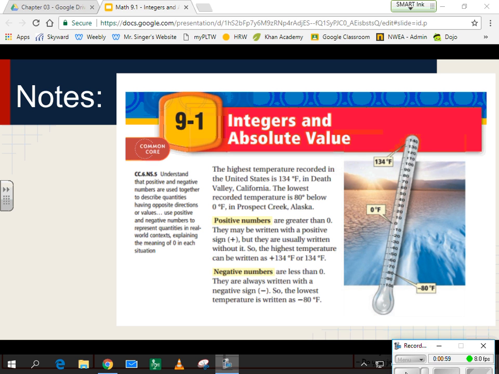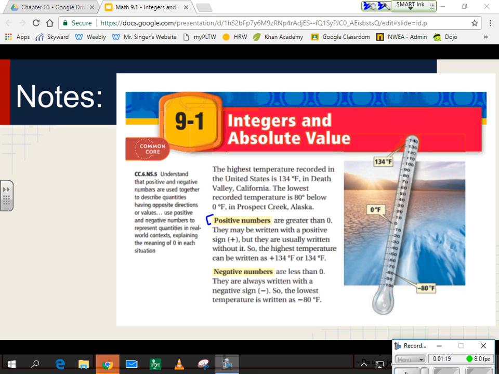It says the highest temperature recorded in the U.S. was 134 degrees Fahrenheit in Death Valley, California. Lowest temperature recorded was 80 below zero in Prospect Creek, Alaska. That's quite a difference. The two big things I want you to see here are positive numbers and negative numbers.